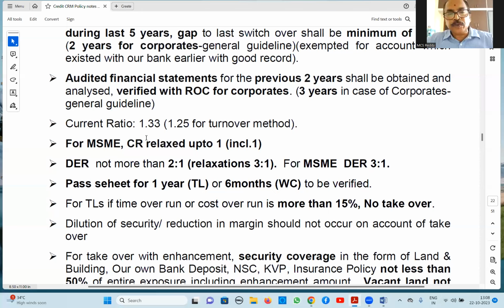Next, dilution of security should not be there. Whatever securities are given, the same securities they have to give, or at least an equal amount. Reduction in margin should not occur on account of takeover. No reduction of margin. If reduction of margin is done, then it will become restructuring.